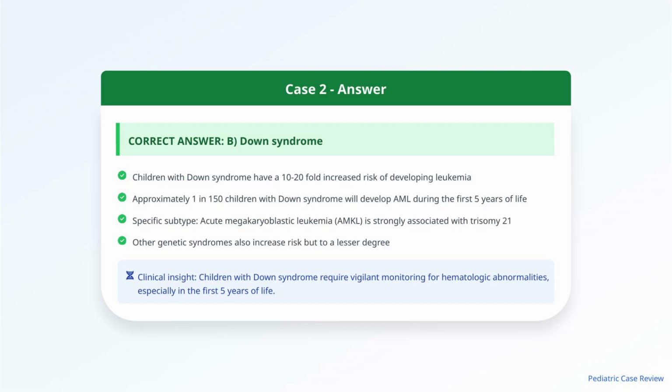Down syndrome carries the highest relative risk among the listed genetic syndromes. Children with Down syndrome have a 10 to 20-fold increased risk of developing leukemia compared to the general population. Approximately 1 in 150 children with Down syndrome will develop acute myeloid leukemia during the first 5 years of life. They have a particular predisposition to develop acute megakaryoblastic leukemia, a specific subtype of AML strongly associated with trisomy 21. While the other listed conditions, neurofibromatosis type 1, Bloom syndrome, and Fanconi anemia, all increase leukemia risk, none elevate it to the same degree as Down syndrome.